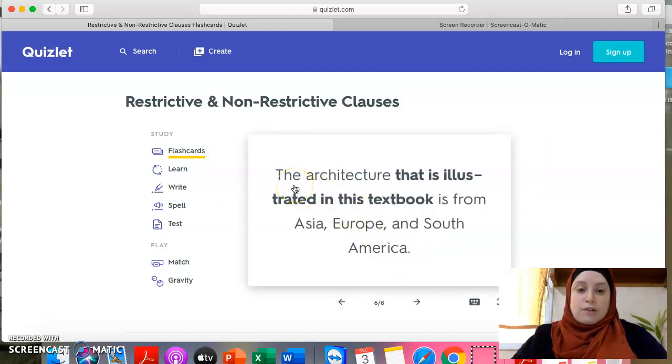We have the sentence, "The architecture that is illustrated in this textbook is from Asia, Europe, and South America." Now we can see that this is a restrictive clause that adds to the meaning of the sentence, and it has no commas to indicate that it is a necessary part of the sentence, specifying that the architecture is illustrated in this textbook.